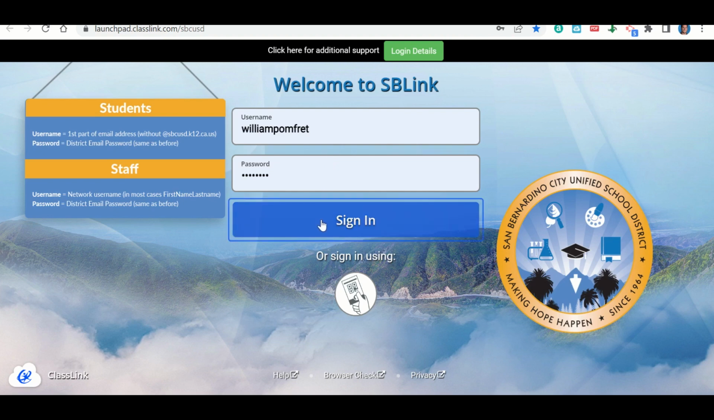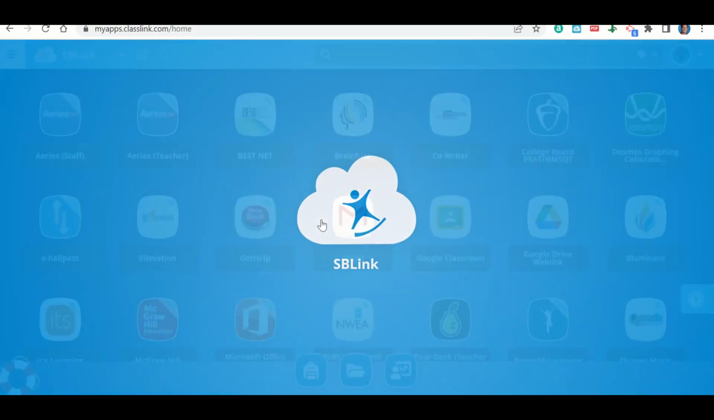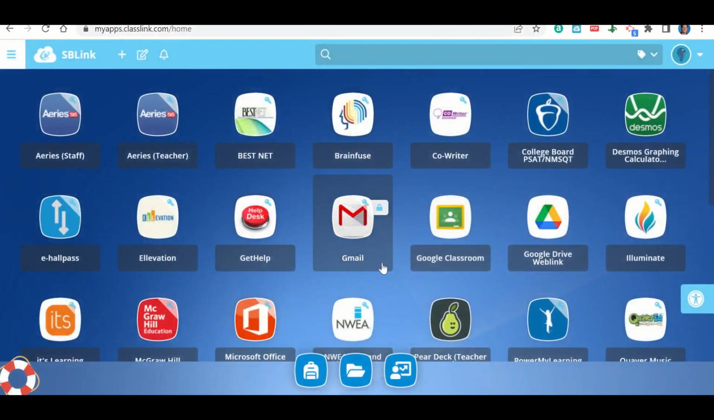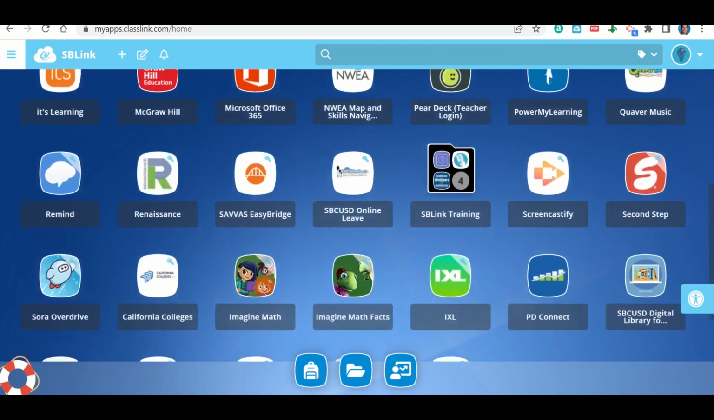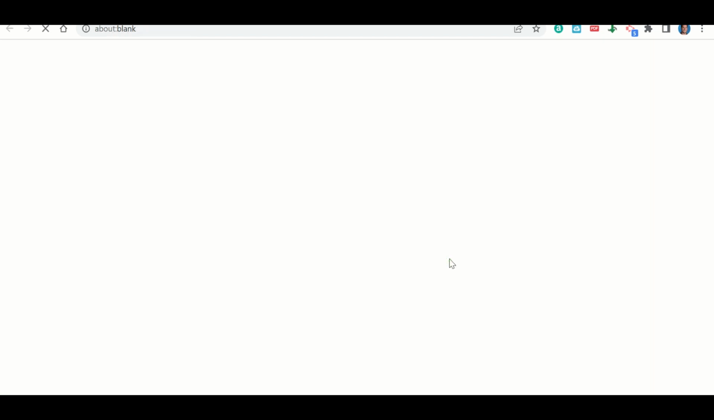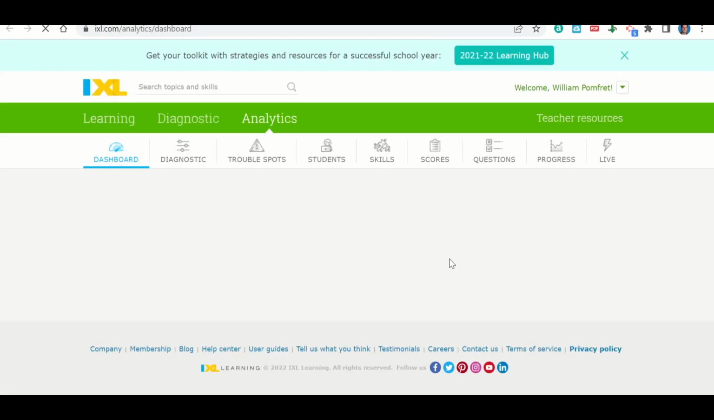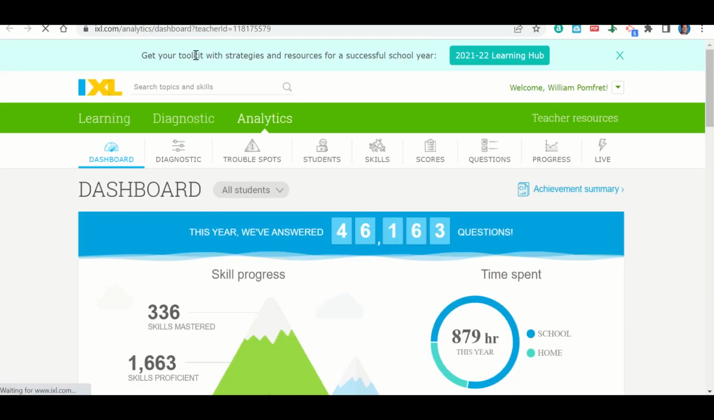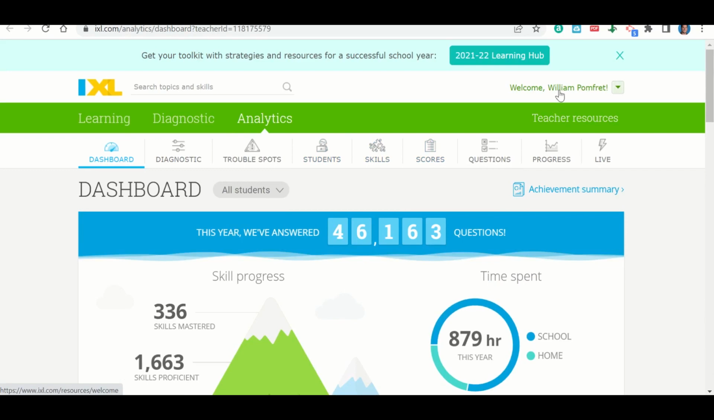From there, you'll go ahead and click Sign In. And it should take you to a page that looks kind of like this. You're going to go find the link that says IXL, which is right here. And I'm going to go ahead and click on that link. And it should take me to the IXL login page. So it should look like this. At the top right corner, it should say welcome and then your name. If it does not say your name, then you're not logged in and you won't receive credit for your work.